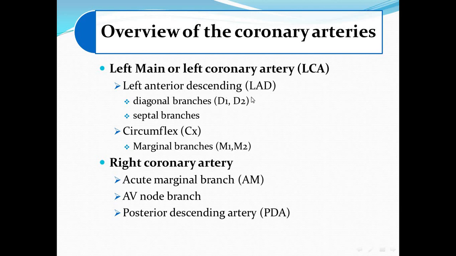The left anterior descending then gives several branches, including diagonal branches. They are named D1, D2 according to the numbers, and septal branches, which supply the septum. The circumflex gives the marginal branches. They are named M1, M2. These are the ones that supply the margin of the left ventricle.